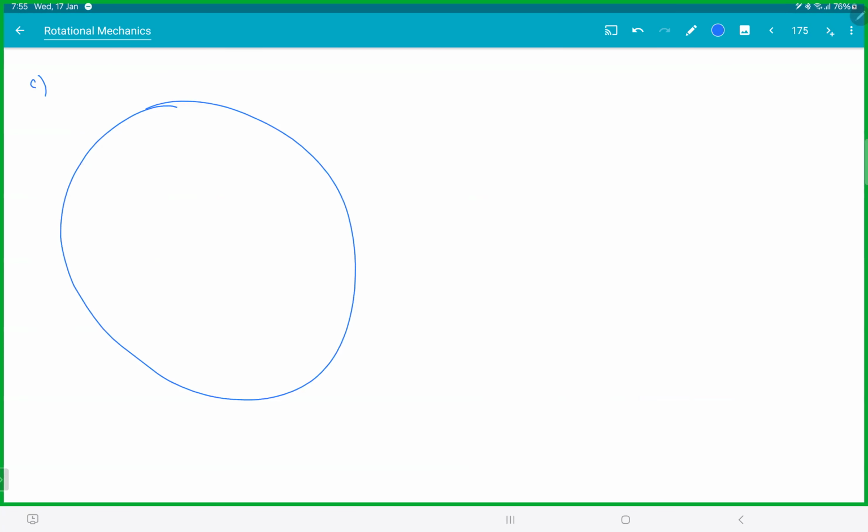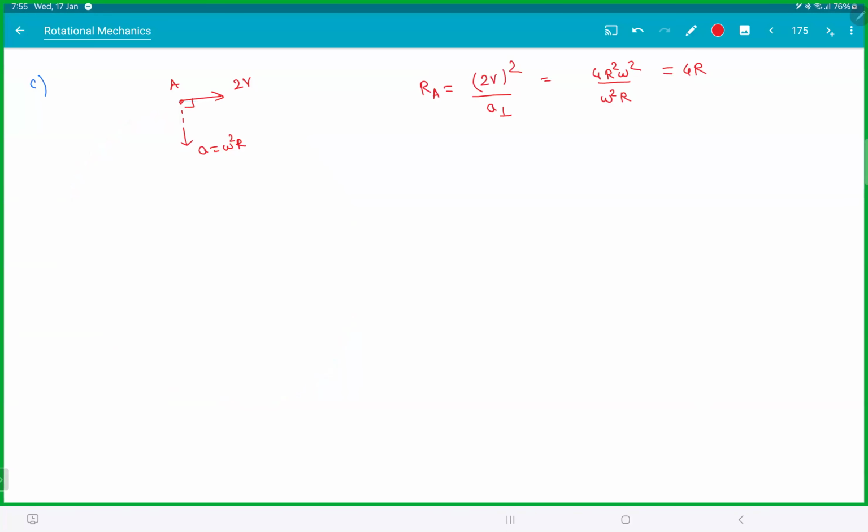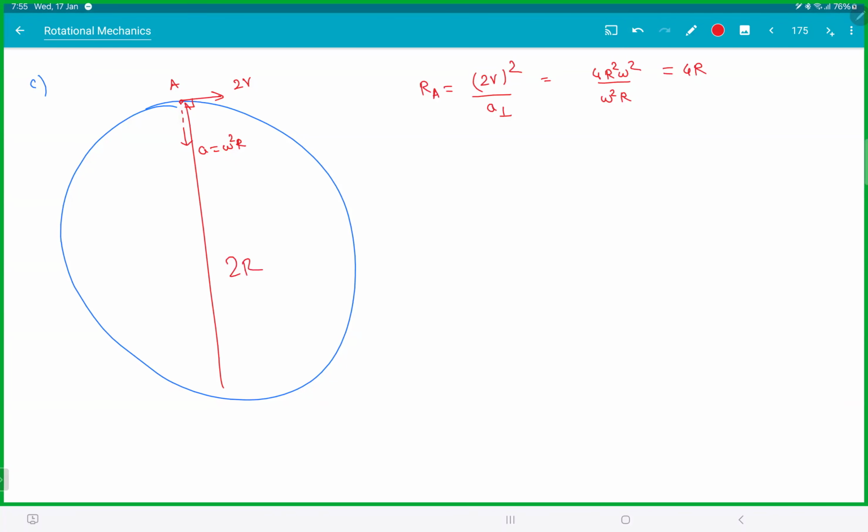So if you take the highest point, this velocity is 2v. This is your centripetal acceleration, which is omega square r. So radius of curvature of A will be velocity square by acceleration perpendicular. Here it is perpendicular only. So 4r square omega square by omega square, you get 4r. Be careful. The IR distance was 2r, but that is not the radius of curvature.